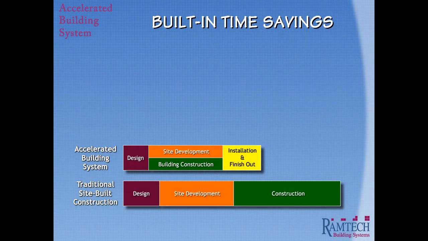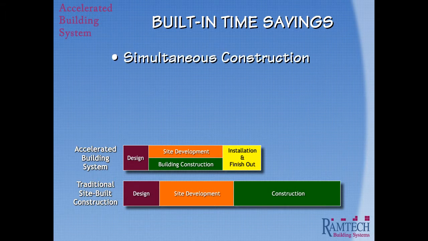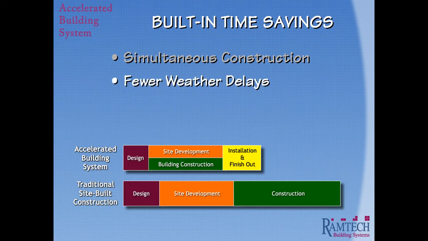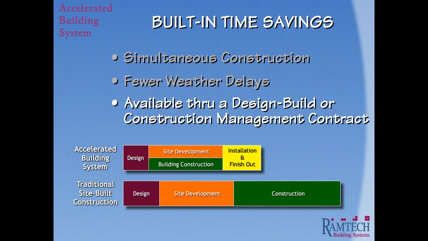Ramtech's Accelerated Building System provides you with significant time savings based on the following factors. First, not only is the design process shortened, but a significant amount of time is saved through the marriage of simultaneous construction tracts. As the timeline shows, while the site development is taking place, the building is being constructed at our fabrication facility. This approach also results in significantly fewer weather-related delays. And because the Accelerated Building System is available through a design build or construction management contract, you realize a significant amount of time and cost savings that would normally be spent using a traditional procurement process like design bid build.